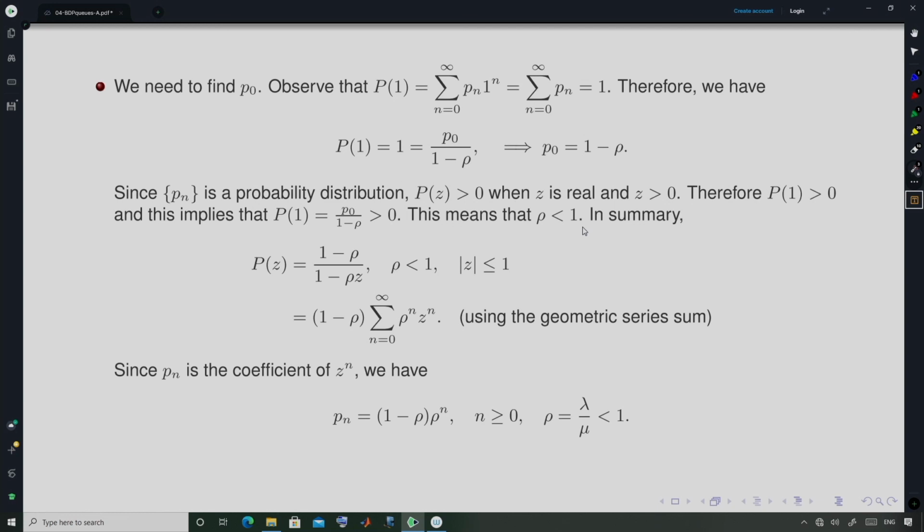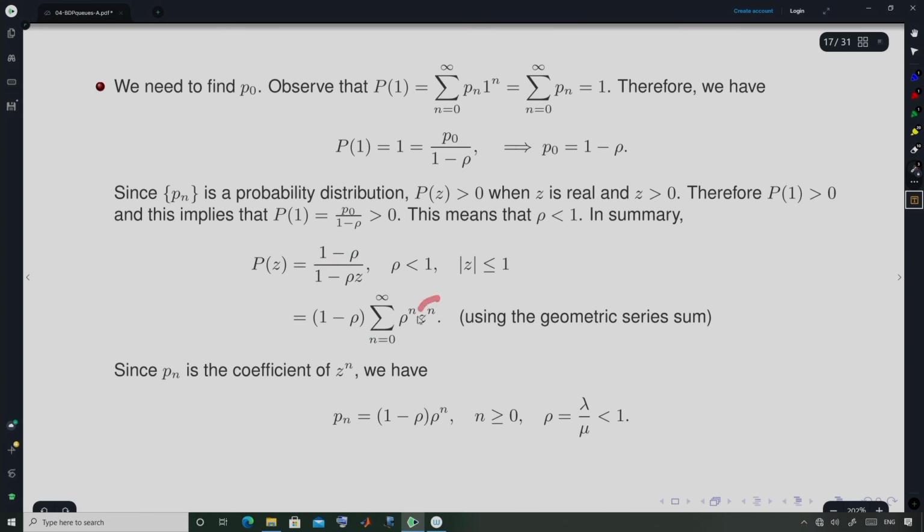Okay. So, in summary, my P(z) would be p0, which we obtain to be 1 minus rho. So, P(z) is 1 minus rho by 1 minus rho z, for rho less than 1 and mod z less than or equal to 1. Now, I have completely determined P(z), the generating function for this particular sequence of Pn's, which again using the geometric series I can write, 1 by 1 minus rho z, as summation of rho to the power n z to the power n, multiplied by the constant 1 minus rho outside.